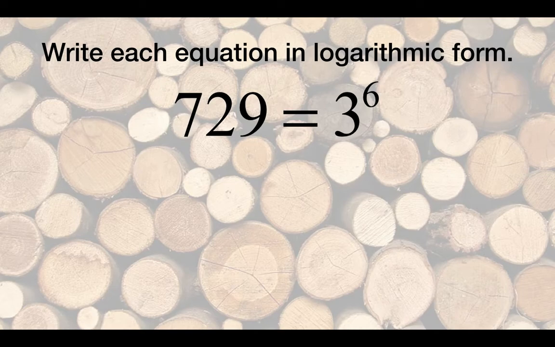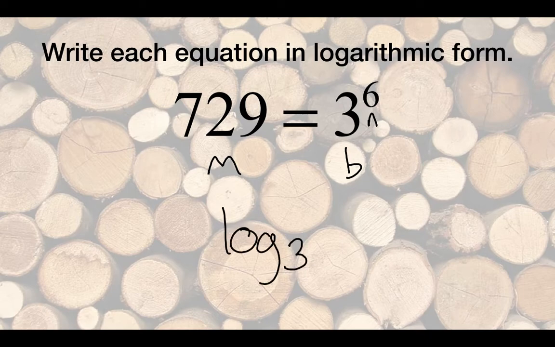Alright, so now let's try this. 729 is 3 to the 6. Now, this might throw you off because you're seeing 729 first, but remember, it's still going to be b to the n equals m. So, log base 3 of 729 is 6.